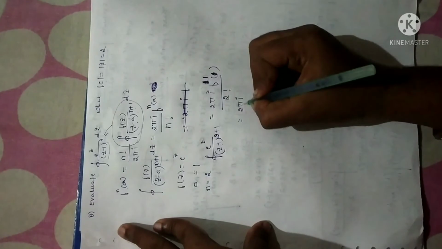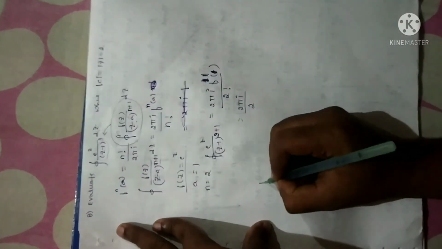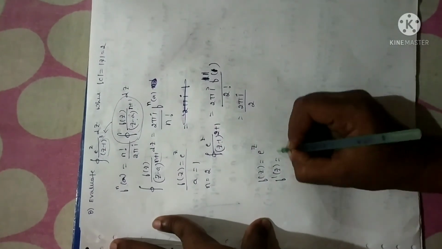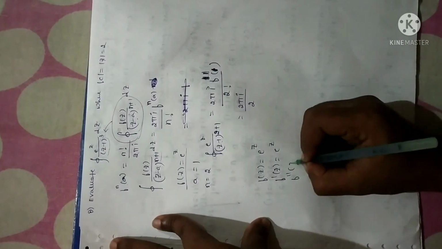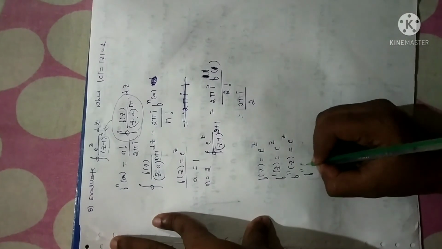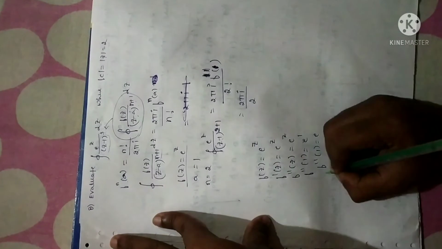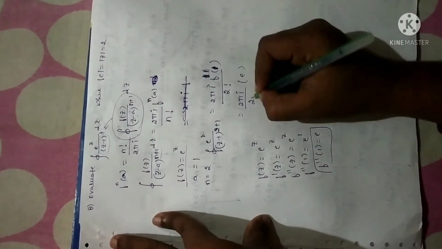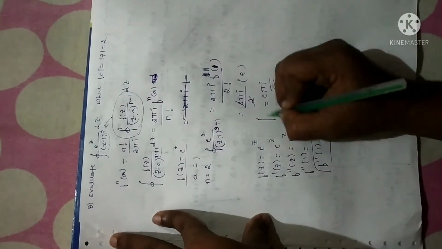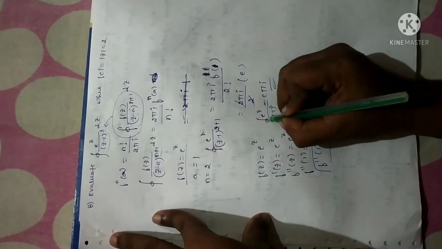I can write this as 2 pi i into f double dash of 1 divided by 2 factorial, which is 2. Now f of z is e power of z, so f dash of z is e power of z only, and f double dash of z is also e power of z. What I need is f double dash of 1, so replacing z with 1 you get e. Substituting here, the 2 gets cancelled, so the solution is e into pi i.